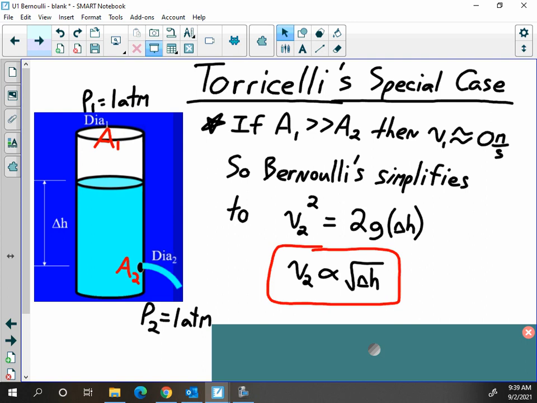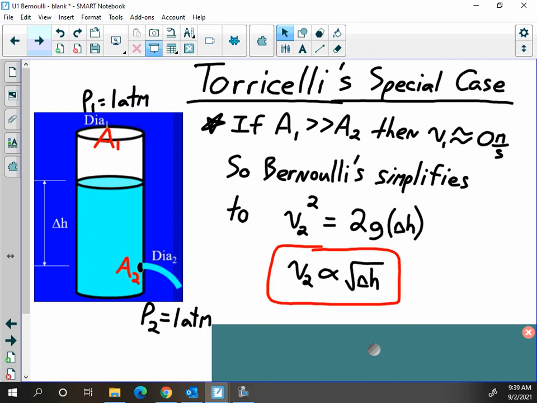But what this is basically saying, okay, g is gravity, right? The gravitational field strength of 9.8. That's not going to change unless we go somewhere else, right? So what it's basically saying is how fast this comes out is only dependent upon a single thing. And what is that single thing? Yeah, the depth, right? How deep it is.